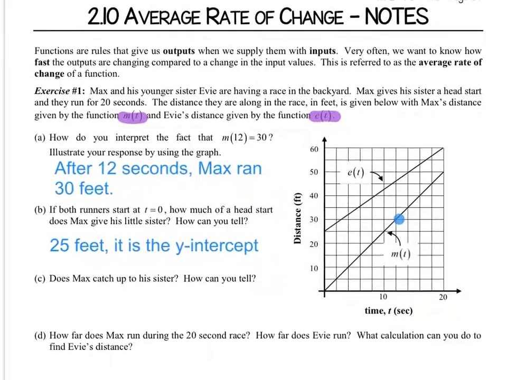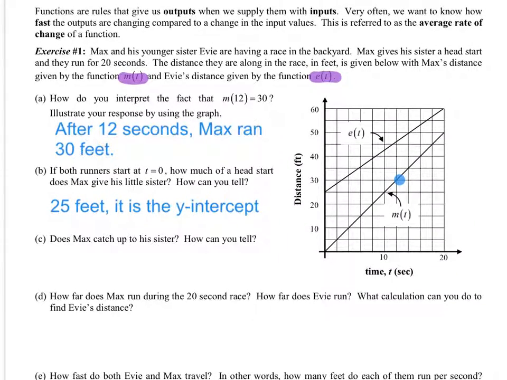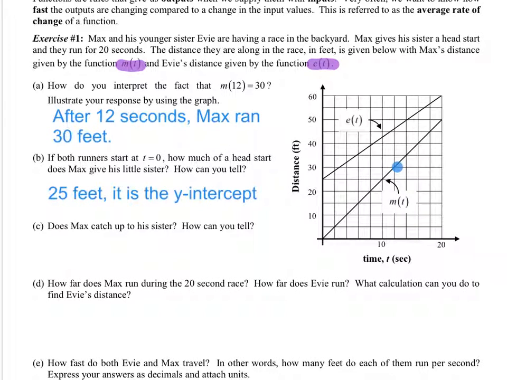Okay, moving on. Does Max catch up to his sister? And how can you tell? This is an interesting question because if you look at the graph, it does not appear that Max is intersecting. So what we need to find out is, are they traveling longer than 20 seconds? Which I'm going to just read back in the problem. It says they run for 20 seconds. So what do you think? Is this graph going to keep going? The answer is no. So will Max ever catch up to his sister? No, the graphs do not intersect.